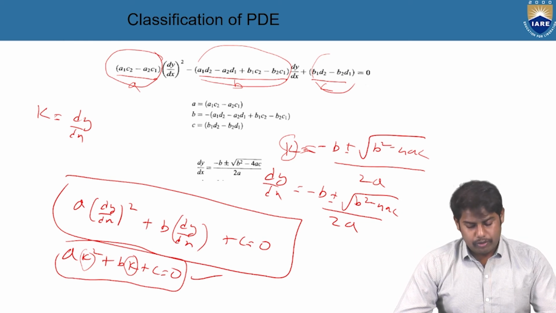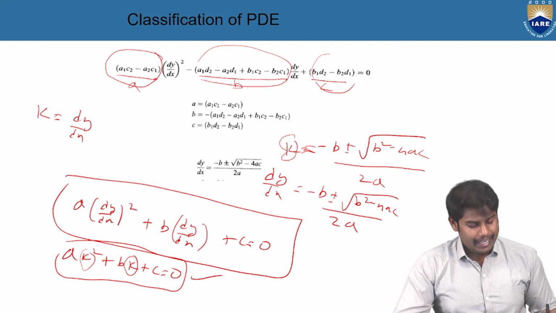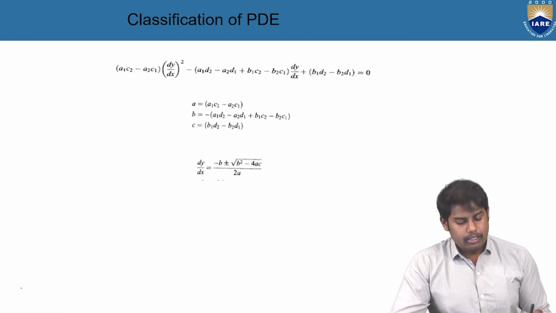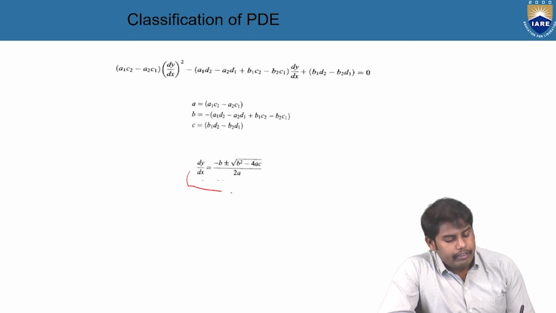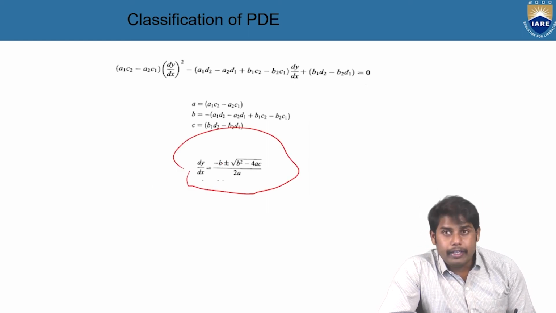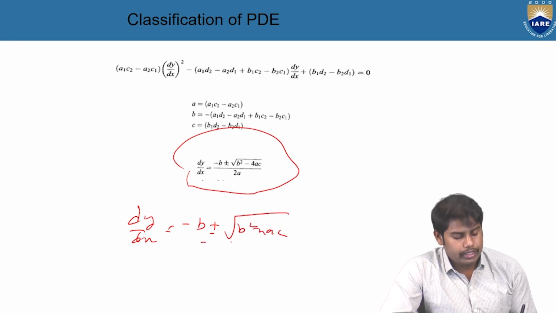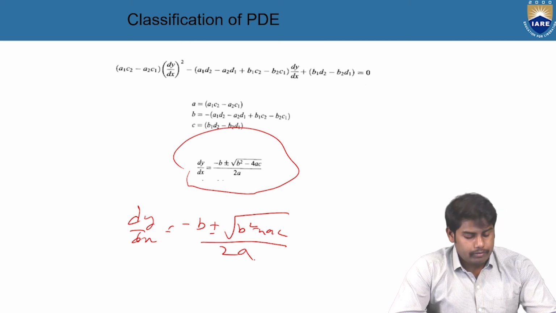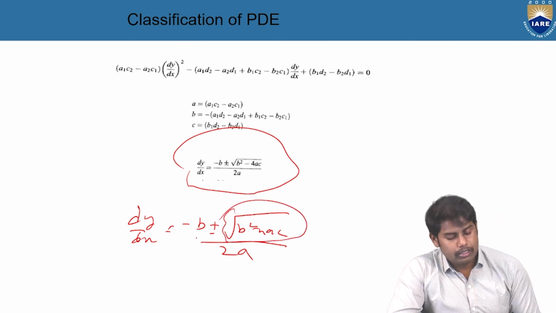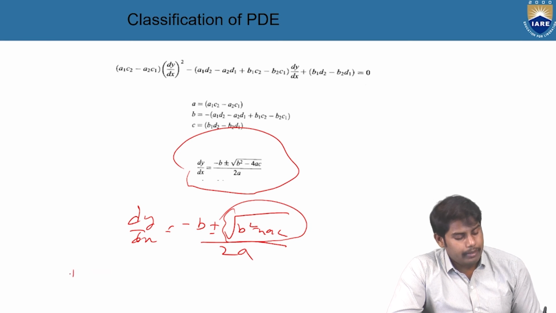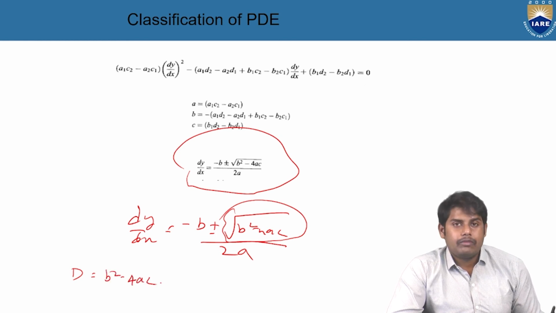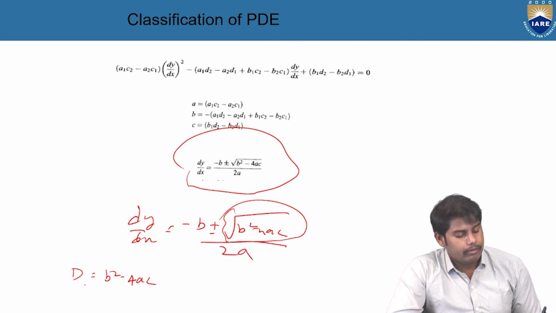Okay, so this is an important aspect. Again, I'll rewrite here: dy by dx is equal to minus b plus or minus under root of b square minus 4ac divided by 2a. So this is what we have. This determinant is important. Let's call this the discriminant, b square minus 4ac.